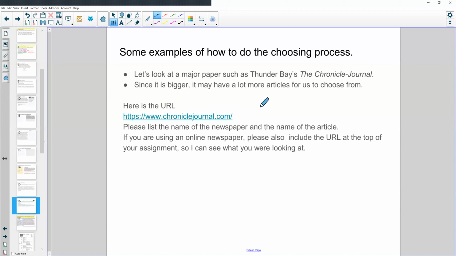www.chroniclejournal.com/. When you choose whatever article you do choose, please list the name of what newspaper you used and the name of the article. If you are using an online newspaper, please also include the URL at the top of your assignment so I can see the article that you were looking at, okay? It just makes things a little bit easier.